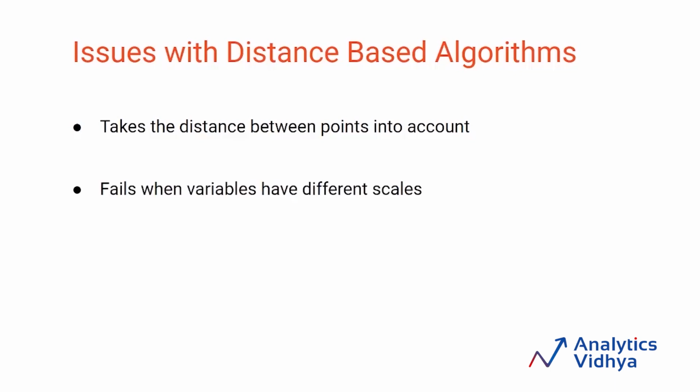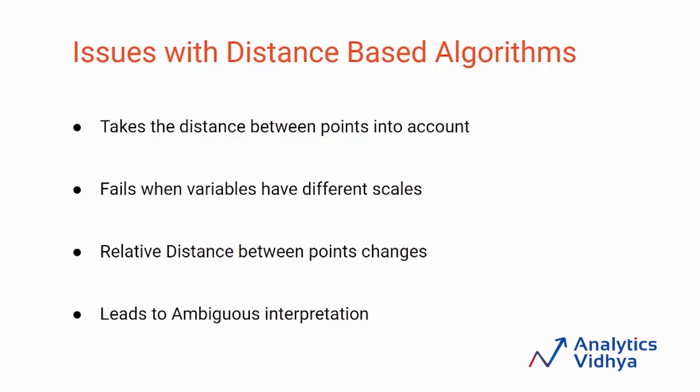So for example, if you have a variable income which may range from 0 to say 1 lakh, and then another variable age that might have a range from 0 to 80. So in this case, distance-based algorithms don't perform well. Now you might ask why. This is because there is a huge difference in the scale and the relative distance between the points changes, which might lead to ambiguous results.